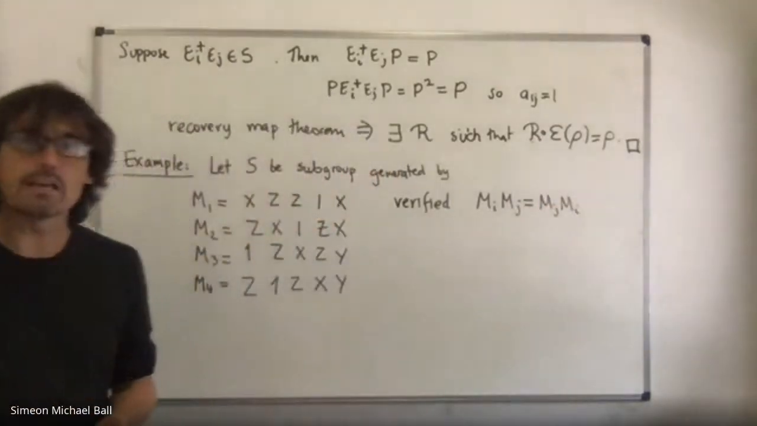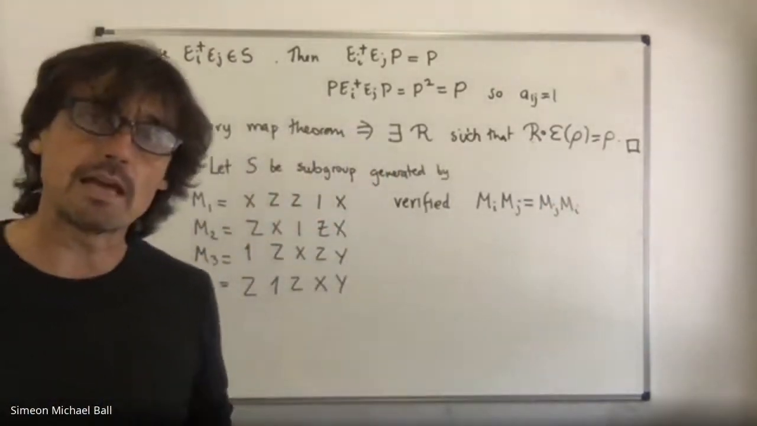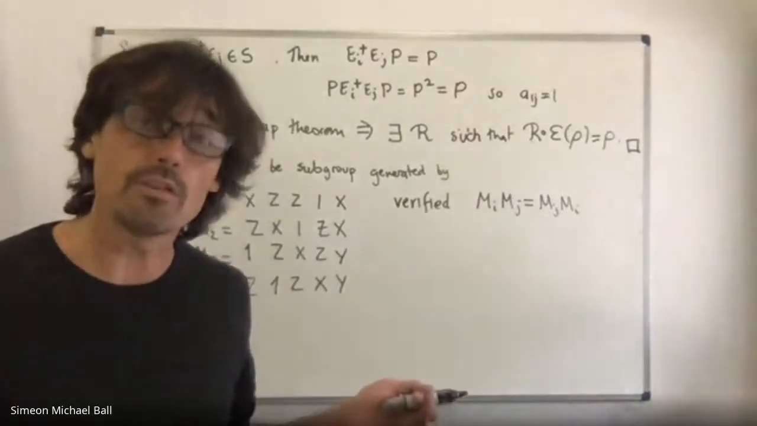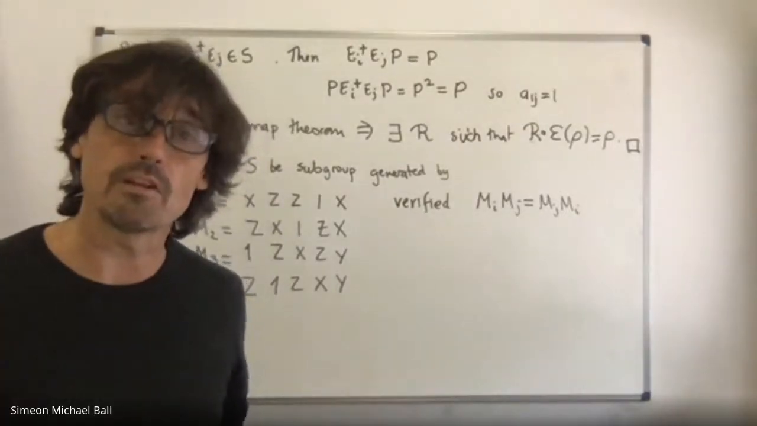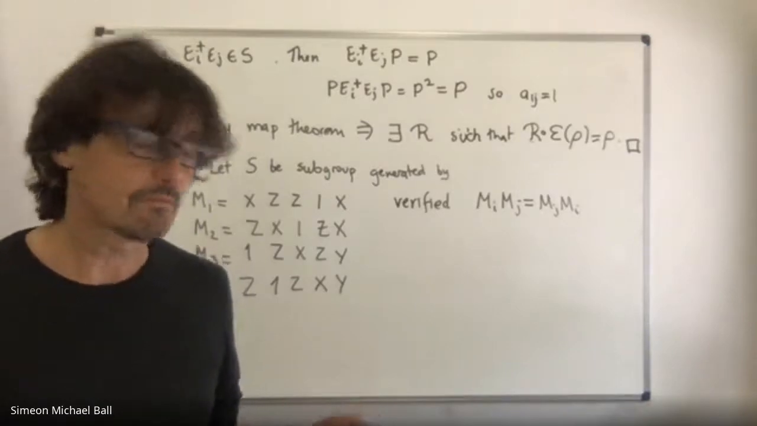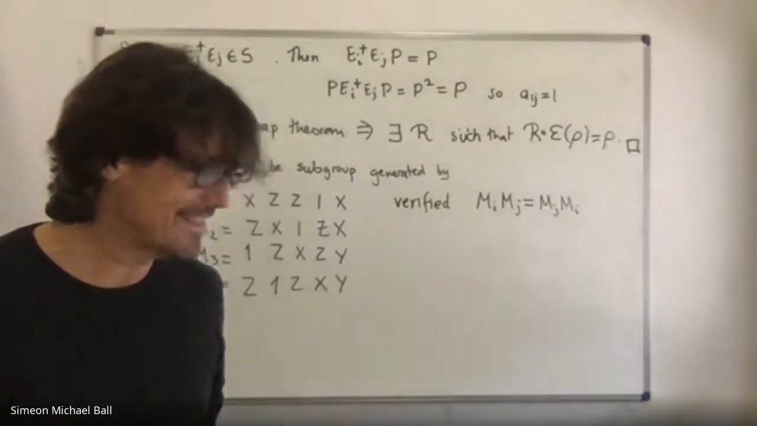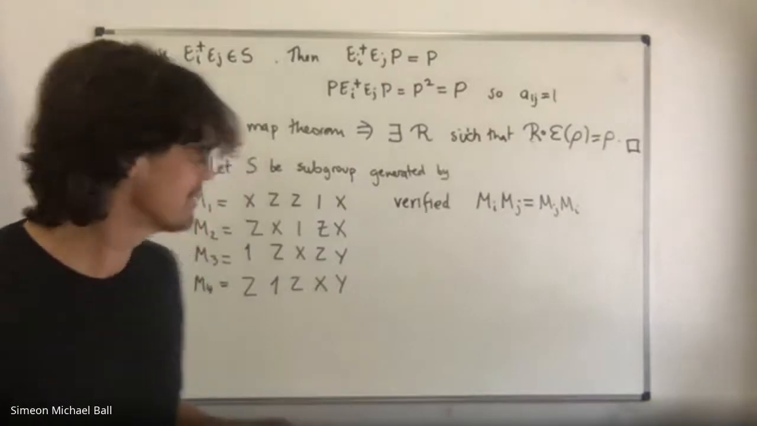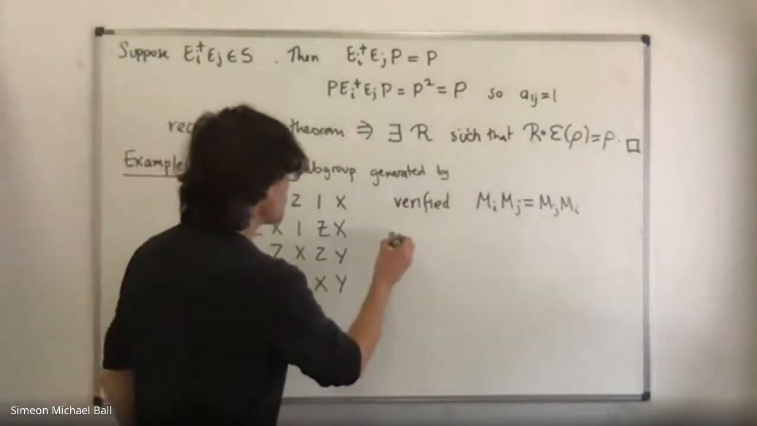And from that verification of just the generators, we now know that the whole thing, the subgroup they generate, will be abelian.